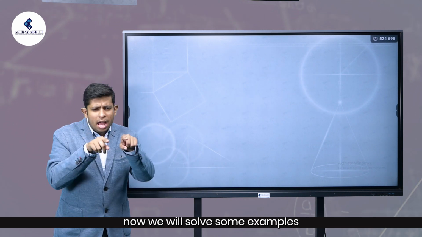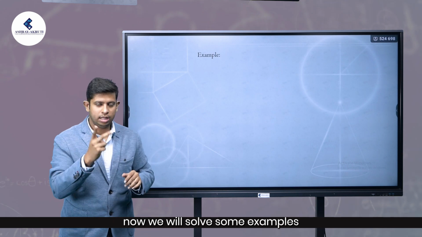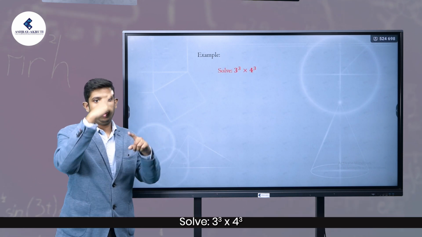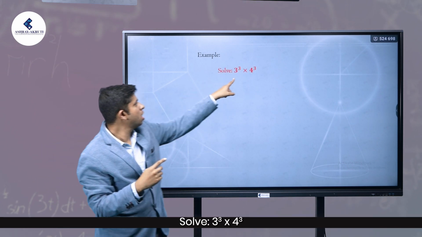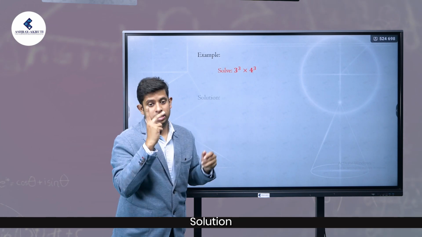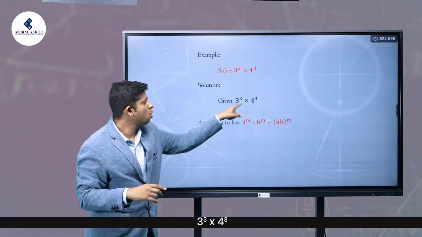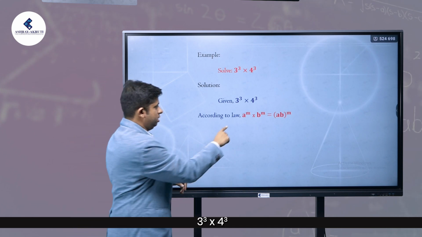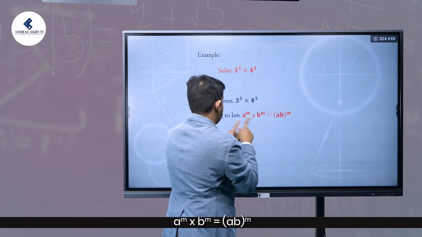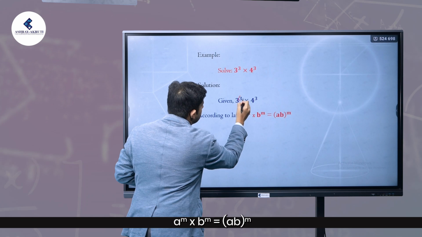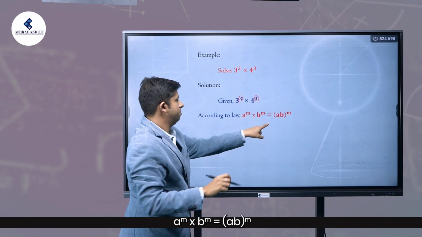Now we will solve some examples. Solve 3 to the power of 3 into 4 to the power of 3. Solution. Given 3 to the power of 3 into 4 to the power of 3. According to the law, a to the power of m into b to the power of m is equal to ab whole to the power of m.